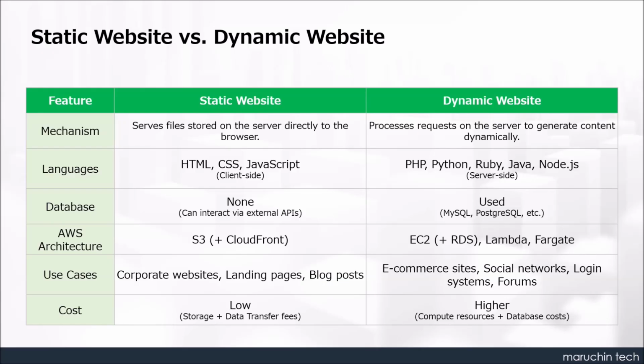There is a difference in infrastructure. Dynamic sites require computing services like EC2 to handle the logic. Static sites only need a storage service like S3 to deliver files. Because they don't require a running server, static websites are generally much more cost-effective.